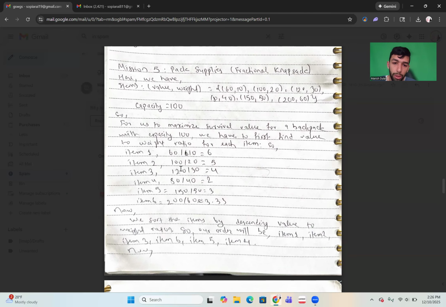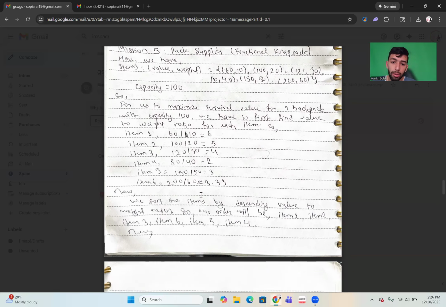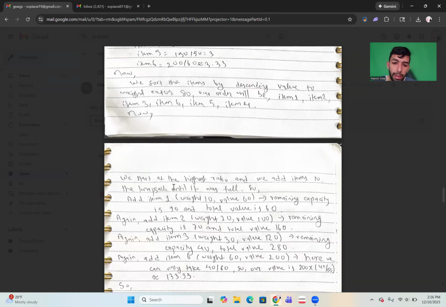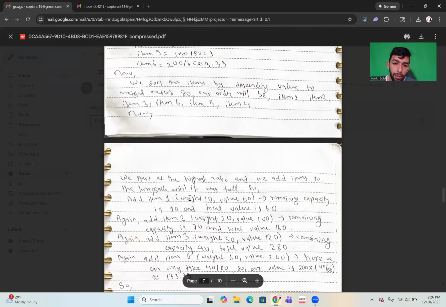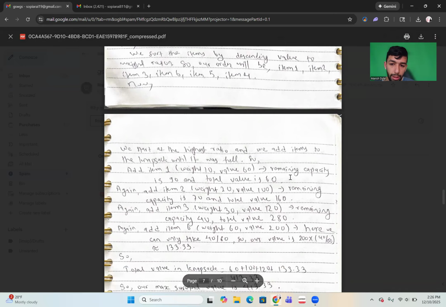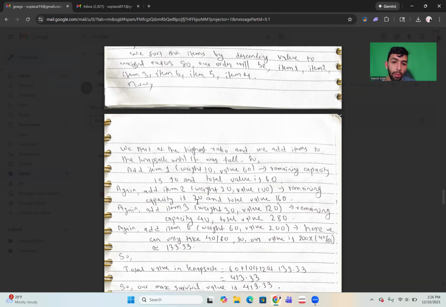And 100, item two is 100 to 20, so we get five, and so on and so forth. And once we got that, we start at the highest ratio and add the items until it is full, and the full would be 100. So for item one, the remaining capacity is 90 because weight is only 10, and we got the value 60. For item two, weight is 20, value is 100, so capacity is now at 30 full, so we have 70 left, and value is going to be 160, 100 plus 60.